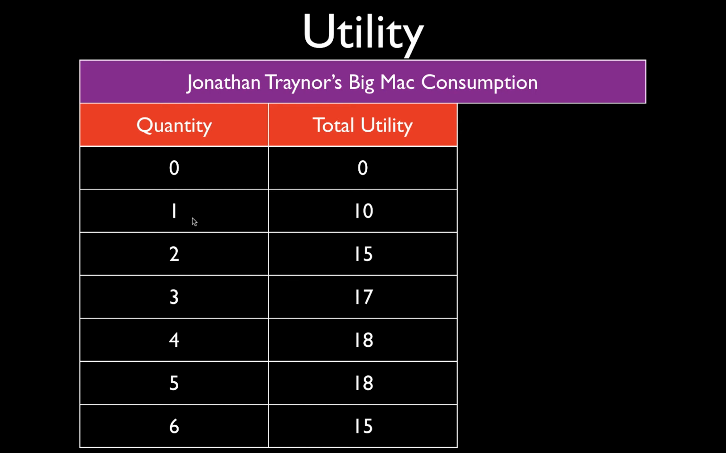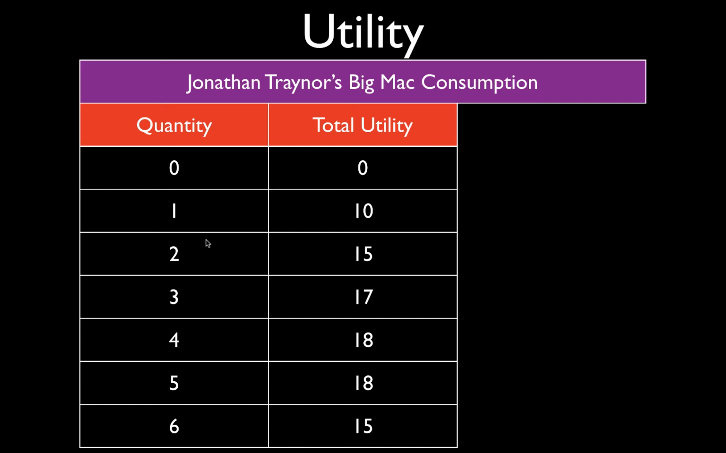As I consume my first Big Mac, I've gone from 0 to 1, so there's one extra. My total utility goes from 0 to 10. The extra happiness that first Big Mac gave me is 10 utils. Now, most people would be satisfied with that. I'm a bit of a big boy. I like to eat a good bit of food, unfortunately, so I'm going to try and have another Big Mac.